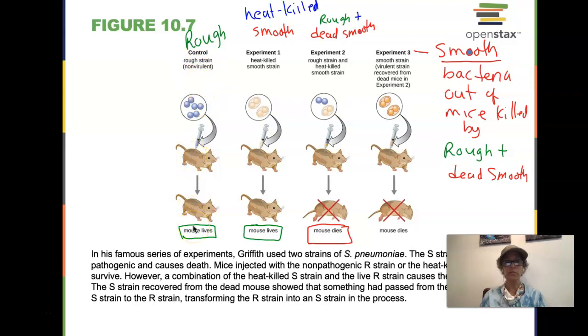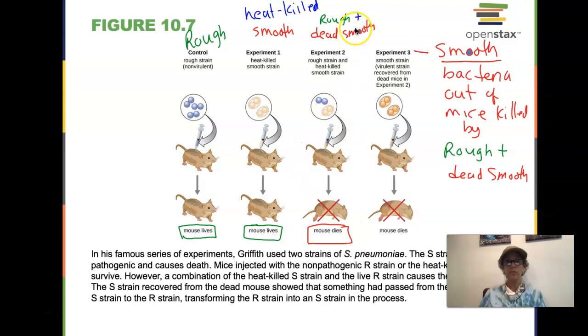He lives. She's fine. If you take the smooth bacteria and you kill them, heat them up so that the bacteria are dead, but any chemicals present in those bacteria will still be in that test tube. Inject the dead smooth bacteria and the mouse lives, which you might expect. The bacteria are dead, and so the dead organism doesn't cause illness.